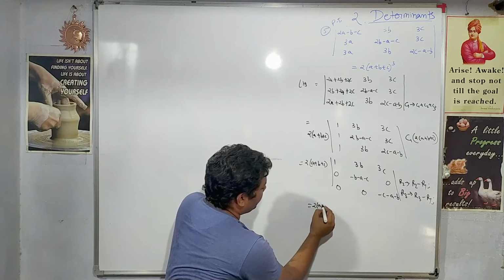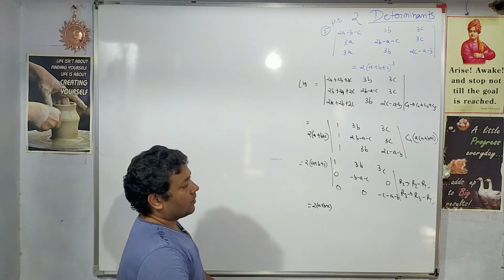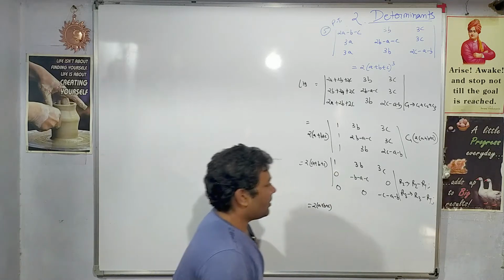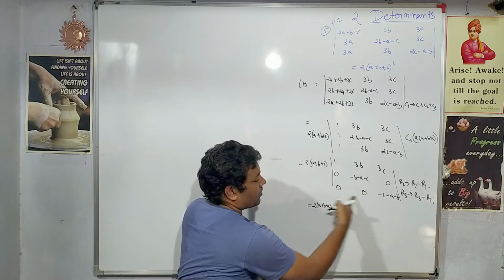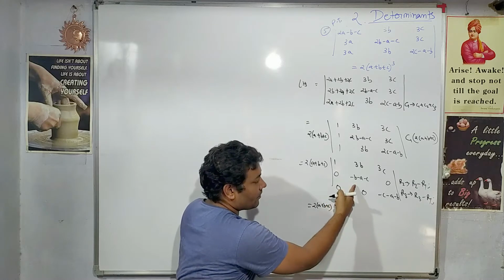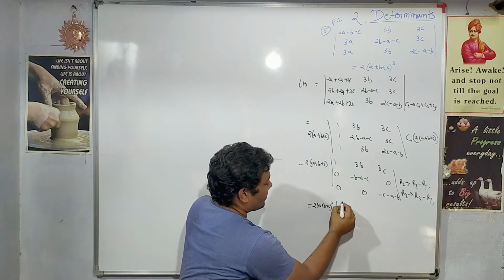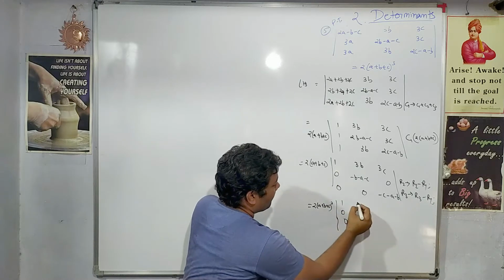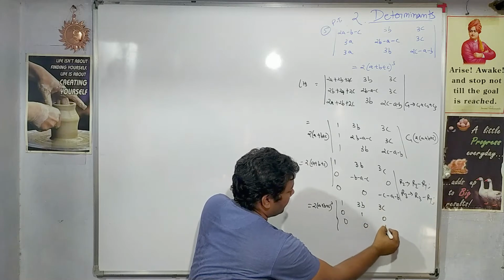2abc we already had, right? From the second row also I will take out minus (a + b + c) common, and here also I will take out minus common. Both the minus signs will become plus, and the remaining will be a + b + c, a + b + c. So directly I get the cube outside. 1 0 0, 3b, 1 0, 3c 0 1.